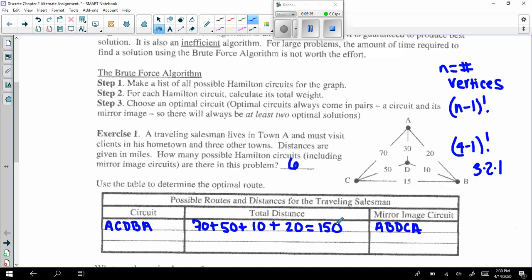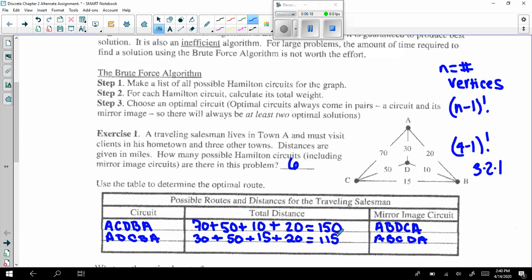All right. Now what about this one? We can do A, D, C, B, A. And that one is A, B, C, D, A in reverse. And for that one, we came up with A to D, which is 30, and D to C, which is 50, and C to B, which is 15, and B to A, which is 20, which gives me 115.